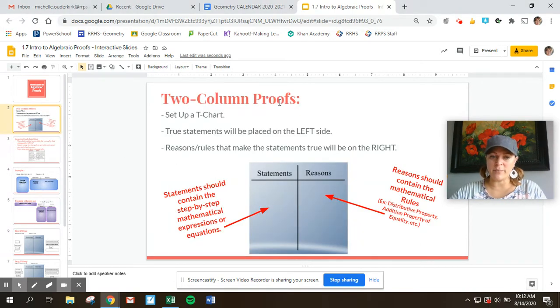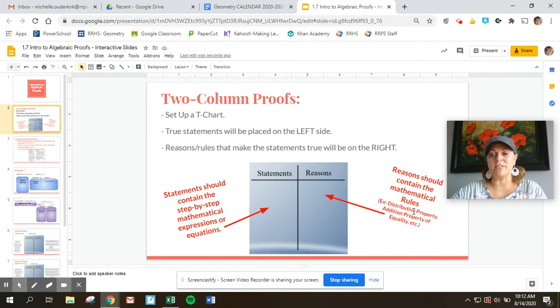For a two-column proof, you need to set up a t-chart. Here's the little t. And on the left, there's going to be true statements, in this case, algebraic statements. With geometric proofs, you'll have geometric and/or algebraic statements over here. For the reasons, you'll have the rules and why you did the things you did for the algebra.